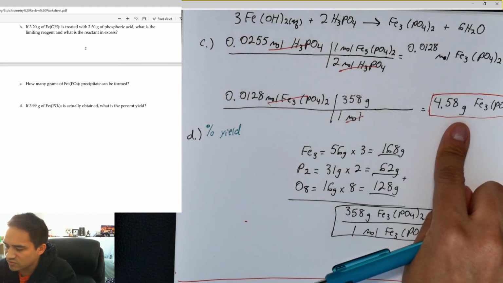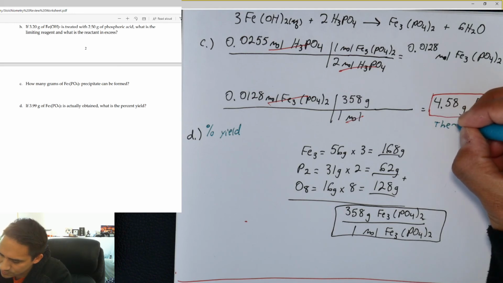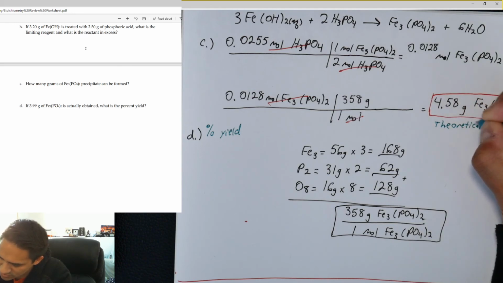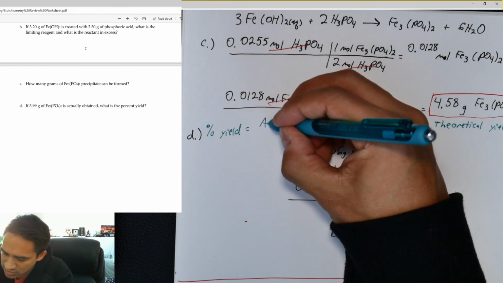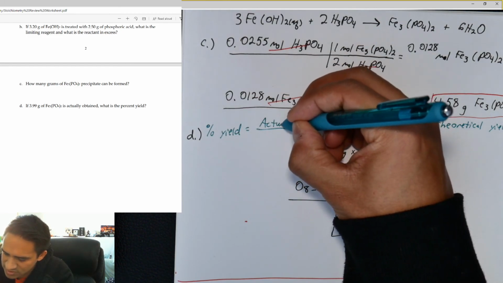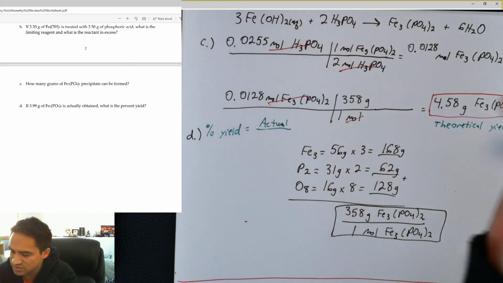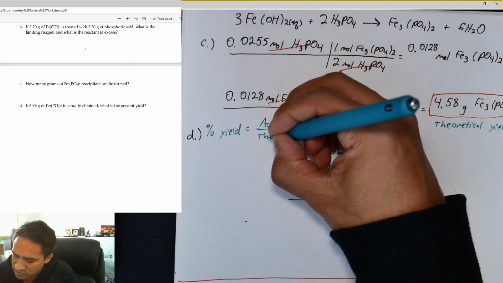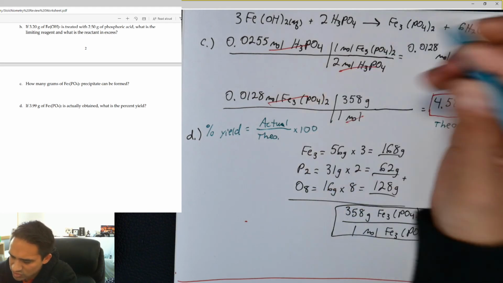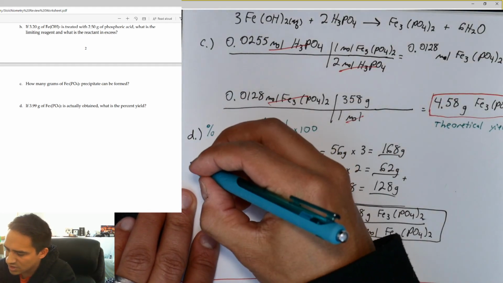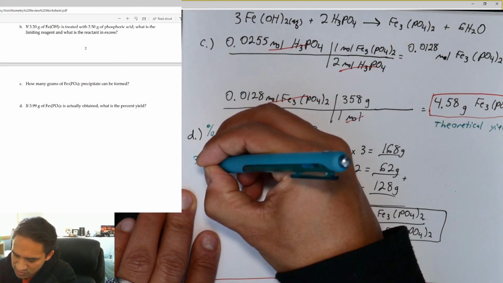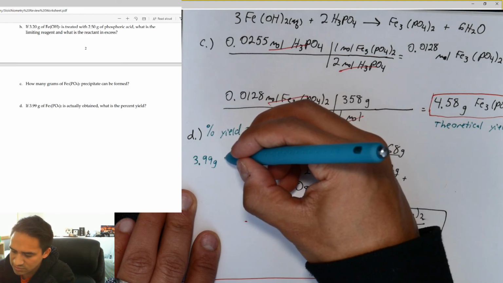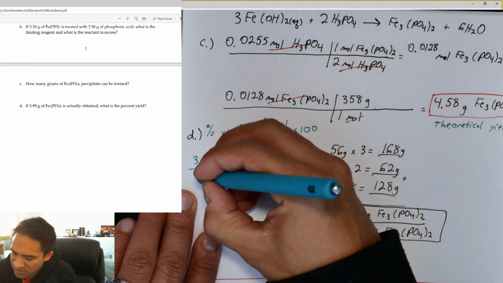The number that we just calculated over here, this is our theoretical yield. Okay, because again, this is all based on calculations. So we didn't actually do this in real life. And for letter D, percent yield, we're going to take our actual yield, which in this problem is the 3.99 grams they're giving us, and divide it by the theoretical yield, and then times by 100. So pretty much all we're going to do is take our actual yield of 3.99 grams, which is what they're giving us in the problem, divided by 4.58 grams.